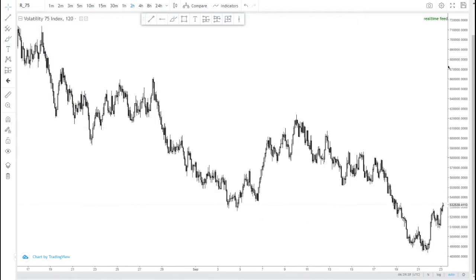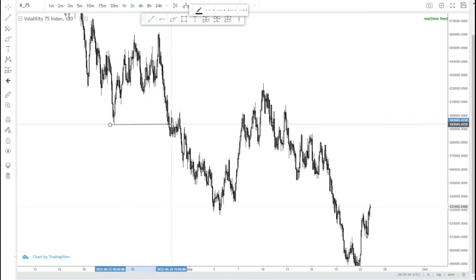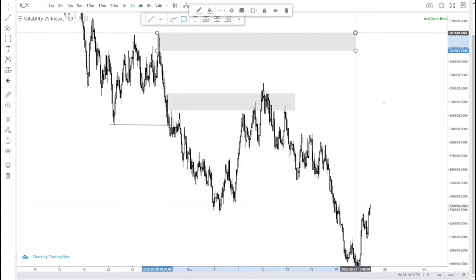But let's now start to focus from this area. So now we had this break here, and from that break we had multiple S&D points. One is there and another one is here, the original one that did not get mitigated.